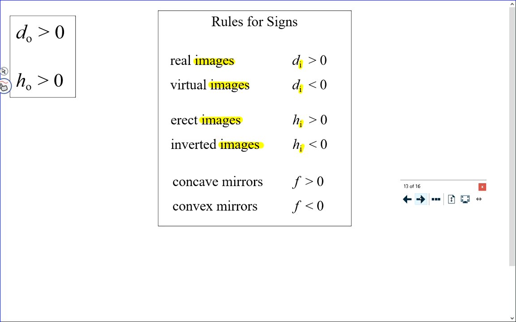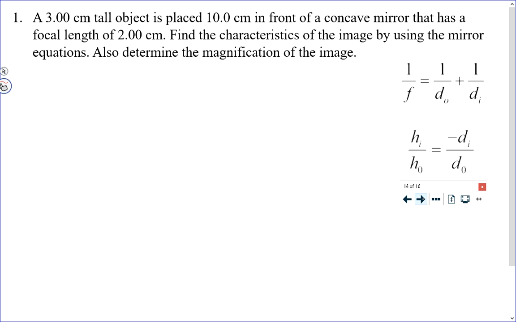So we're going to go through a couple of calculation problems here. The first question says that we have a 3 centimeter tall object. Well, that is a height of an object, that is ho. And we are allowed to use centimeters instead of meters in these equations. It's placed 10 centimeters in front of a concave mirror. Well, that would be the displacement of the object.